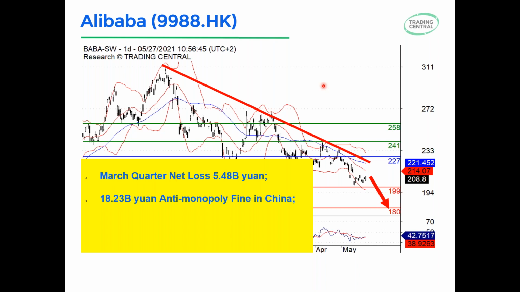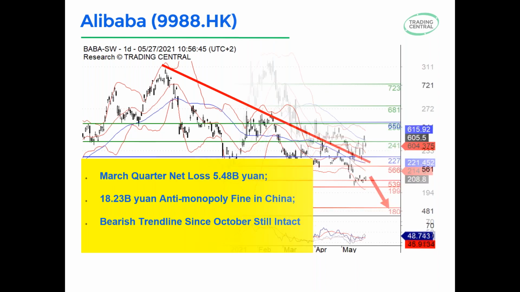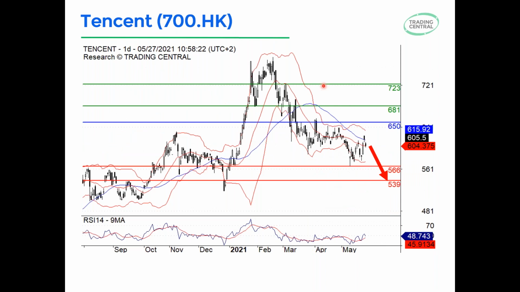It was fined by authorities in China for monopoly practice, so-called. Okay, you see the trend line. Okay, so bearish on Alibaba.